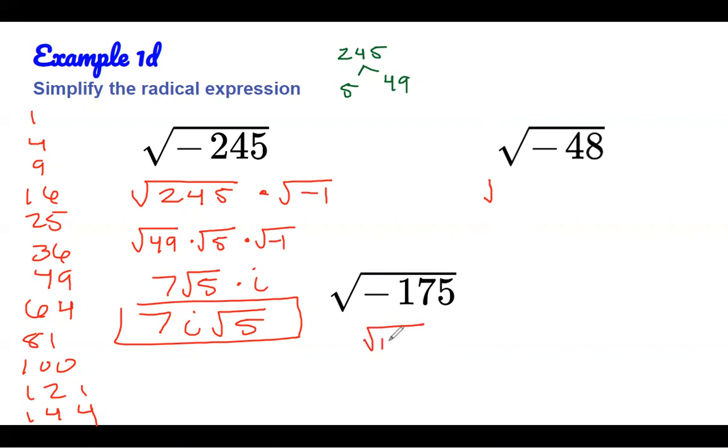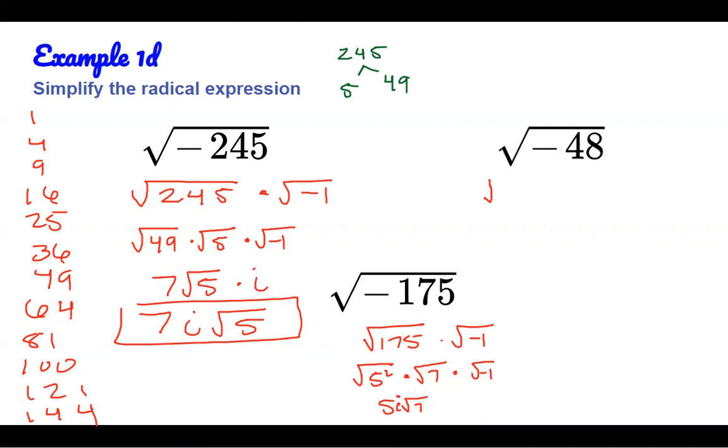So it'll be 175 times the square root of negative 1. And this is now square root of 5 squared, so it's 25, times square root of 7 times square root of negative 1. And that's 5, square root of 7 times square root of negative 1, which is 5i square root of 7. 5i square root of 7.